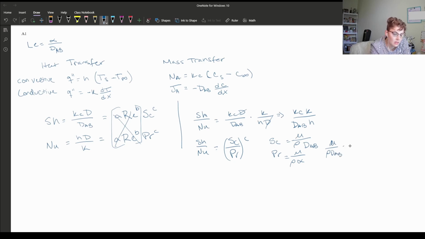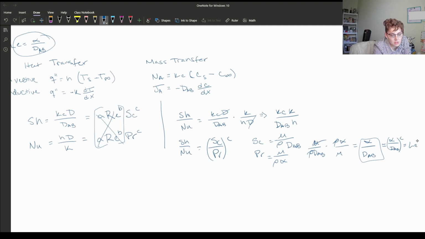And so when we look at this Schmidt over Prandtl number, we would end up with the viscosity and density canceling out, and it would be equal to the thermal diffusivity over the mass diffusivity. Which, when we look at that, we can see that that is actually the Lewis number. And so we can also say that the Sherwood number over the Nusselt number is equal to the thermal diffusivity over the mass diffusivity to some power c, which is also equal to the Lewis number to some power c.